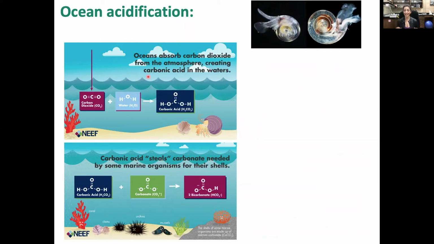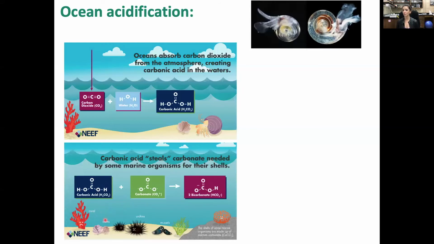And acid does a really good number on shells that microorganisms need to live. Shells and other calcium carbonate structures like coral skeletons need a slightly higher pH to form. Unfortunately, with the drawdown of CO2 from the atmosphere, we generate carbonic acid. And carbonic acid steals carbonate that is needed by marine organisms for the formation of their shells. So once we reach a tipping point in having too much carbonic acid in the system, we then begin to have corals that are bleaching, throwing out their zooxanthellae.